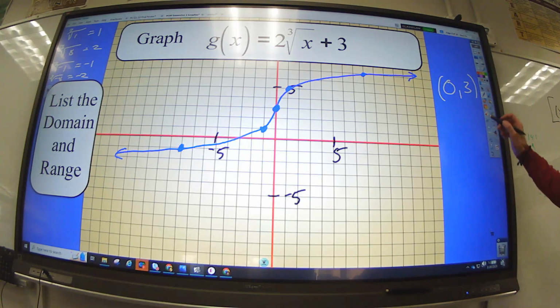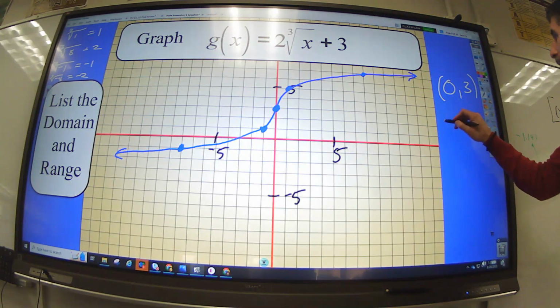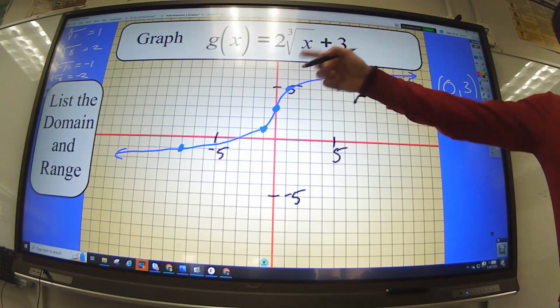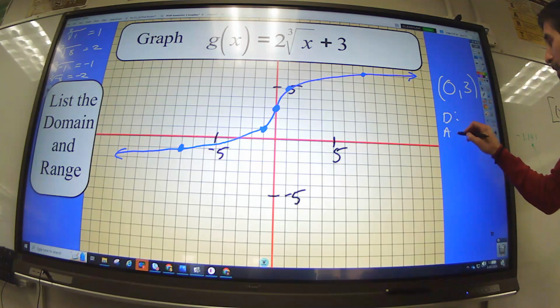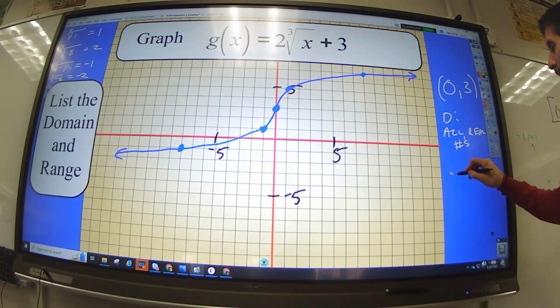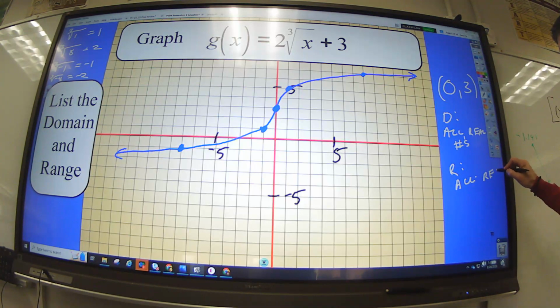Domain: all real numbers. The domain goes all the way to the right and all the way left, negative infinity to infinity. Range: all real numbers also goes up forever and down forever.